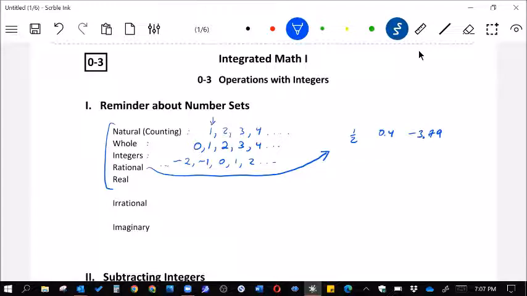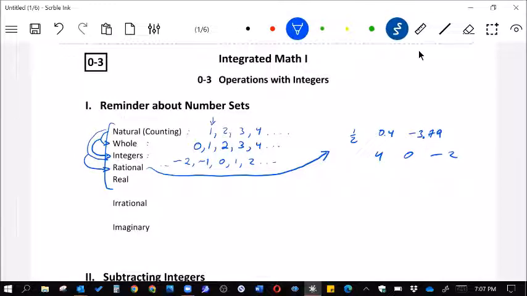But all these others are also rational numbers. So 4 is a rational number. 0 is a rational number. -2 is a rational number. So natural numbers are included in whole numbers. Both the natural and whole numbers are included in integers. All three of those are also included in rationals.